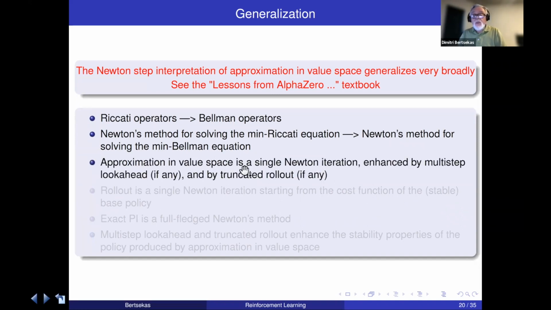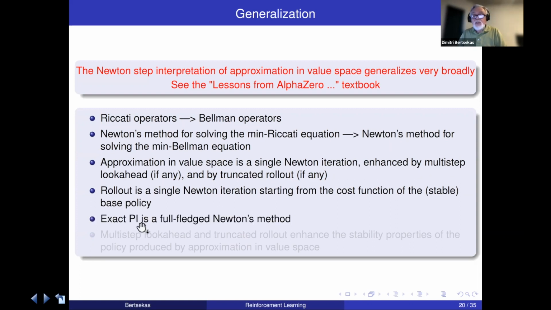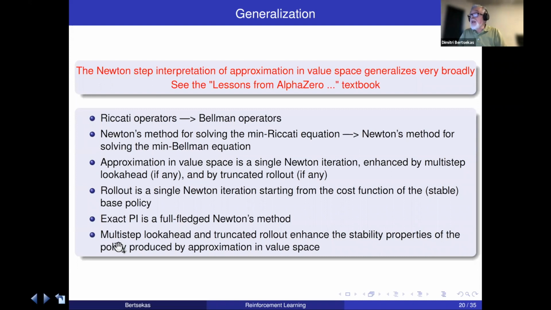Again, approximation in value space is a single Newton iteration enhanced by multi-step lookahead, if any, and by truncated rollout, if any. Rollout is a single Newton iteration starting from the cost function of the stable base policy, while exact policy iteration is a full-fledged Newton's method. And finally, as a general rule, multi-step lookahead and truncated rollout enhance the stability properties of the policy produced by approximation in value space. It also enhances the convergence rate.